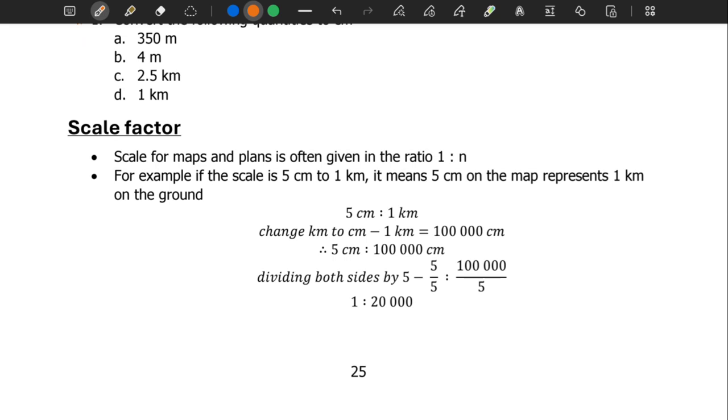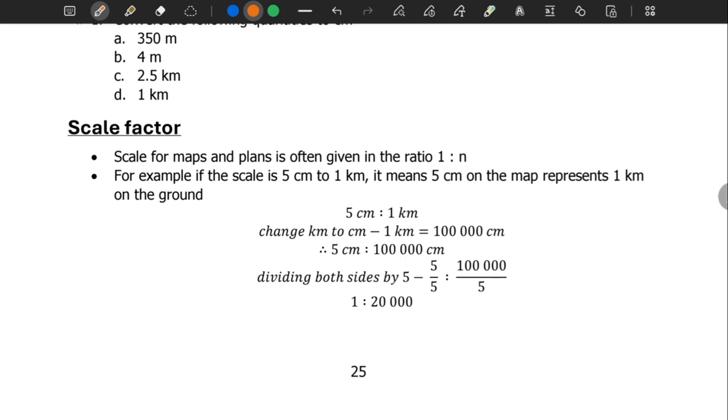To understand scale factor, scales are used for maps and plans to represent real distances on the ground as what they would be on paper. If you have a road for planning, building, or construction purposes which is maybe 5 kilometers, you can't have a plan on paper which is 5 kilometers. So you need to know what a certain distance on paper represents on the actual ground.